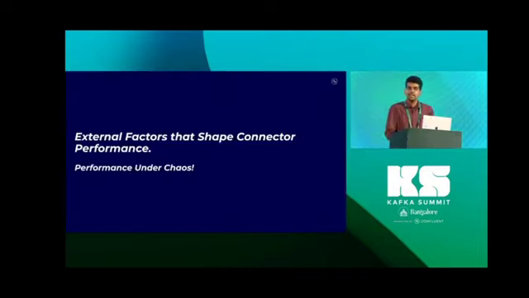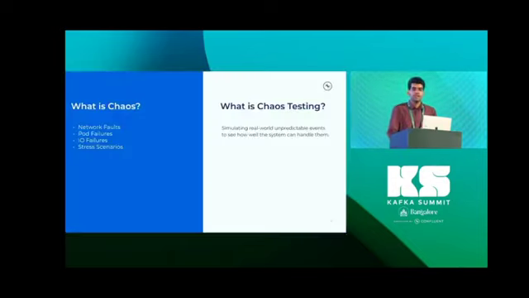Now, besides connector configurations, there are a lot many external factors that can affect the performance of a connector. And to study the influence of these external factors, we employ a process called chaos testing. Chaos is any unpredictable real-world event which can happen in a production setting, like network failure or pod failure, and the simulation of these chaos events in a controlled manner to study the behavior of the connector is what we refer to as chaos testing of Kafka connectors.